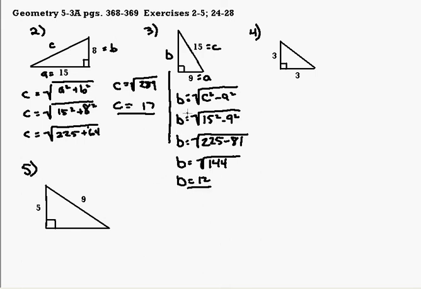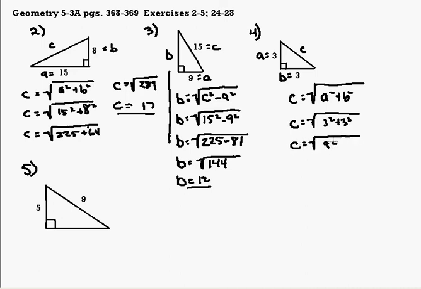Okay, that's number 3. Alright, heading to 4. So here, this is A, this is B, and this is C. So C is our missing side. So we've got C is equal to the square root of A squared plus B squared. So C is equal to the square root of 3 squared plus 3 squared. C is equal to the square root of 9 plus 9. So C is equal to the square root of 18.